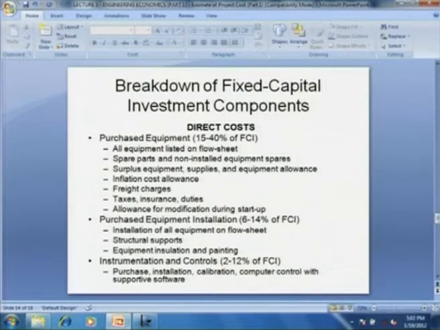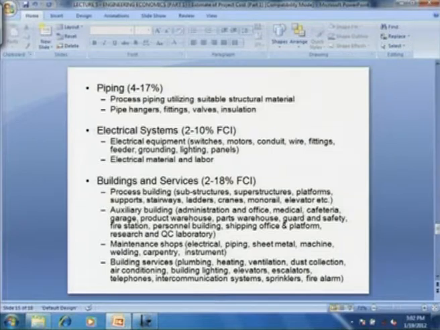Then the third is instrumentation and control. This is typically 2 to 12% of fixed capital investment. This includes purchase, installation, calibration and computer control with supportive software. Then comes the cost of piping. This is typically 4 to 17% of fixed capital investment. Piping includes all the process piping utilizing suitable structural material, then pipe hangers or fittings or walls or insulation, like the accessories for pipe. Those are all included under the category of piping.